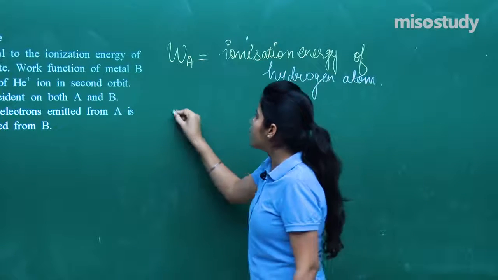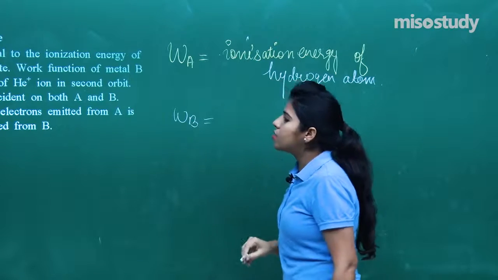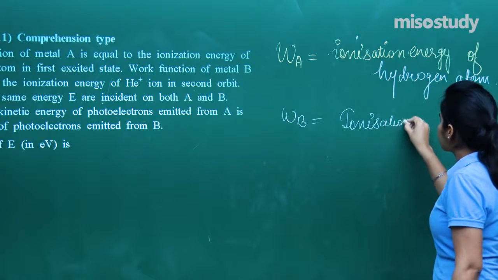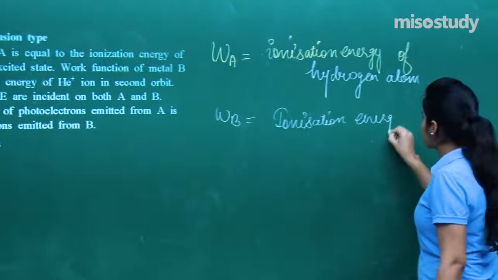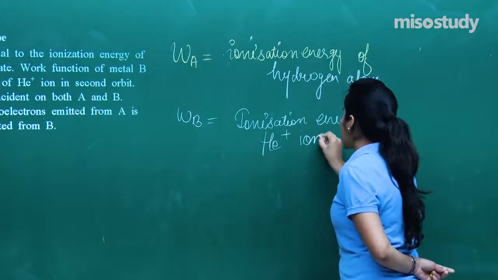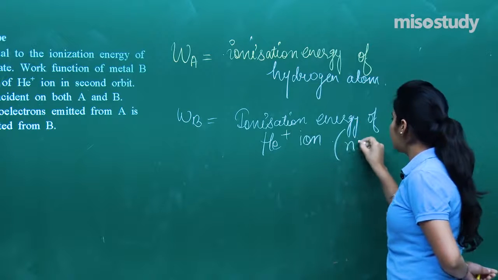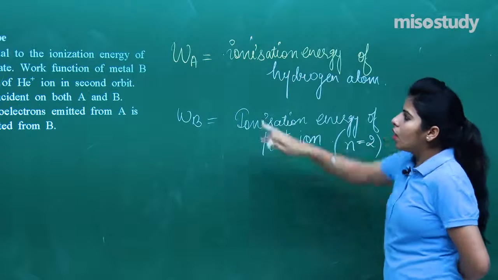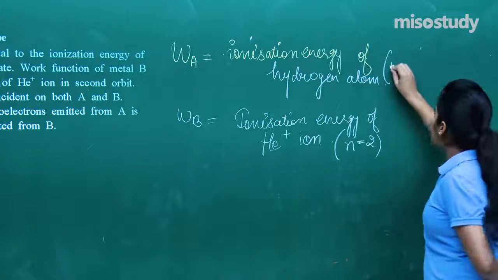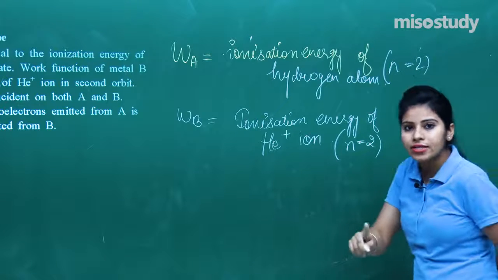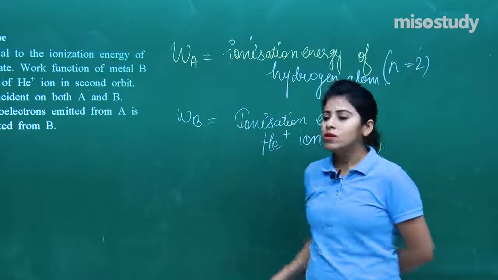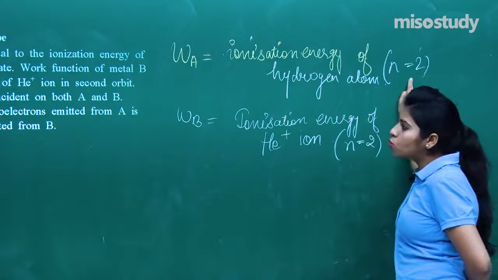And the work function of metal B, Wb, equals the ionization energy of a helium ion in the second orbit. So here n equals 2, and this was for the first excited state. That means not the ground state; the first excited state would be 2. So here n will be equal to 2.